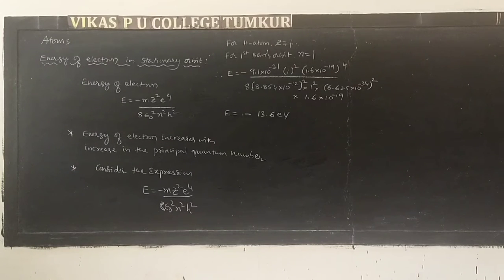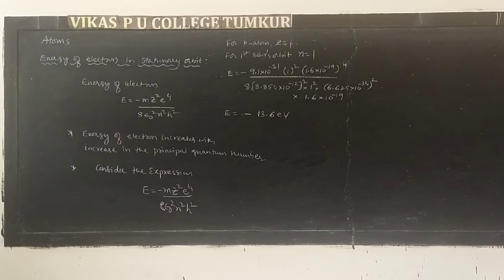So we must all remember that the energy of the electron in the first Bohr orbit of the hydrogen atom is minus 13.6 electron volt. This is a very, very important constant that you need to bear in mind.